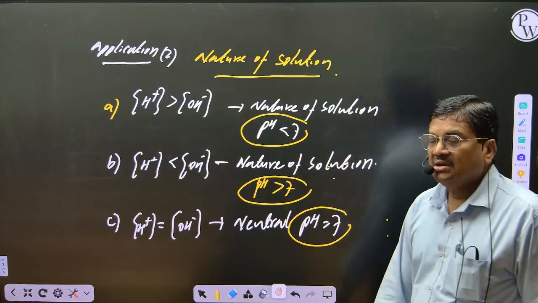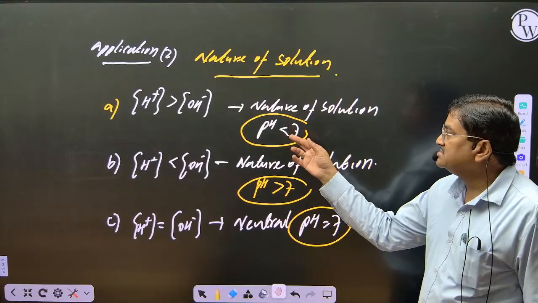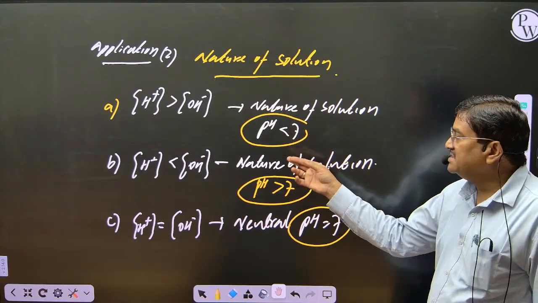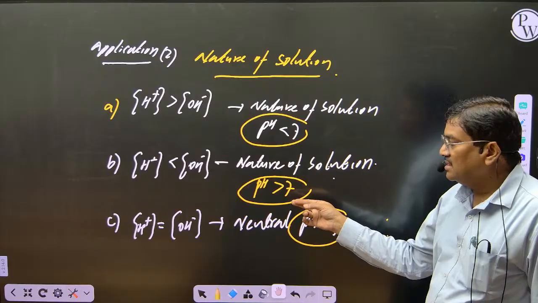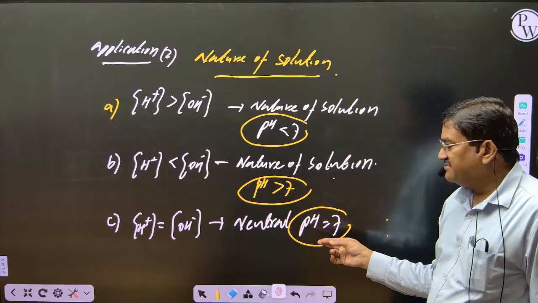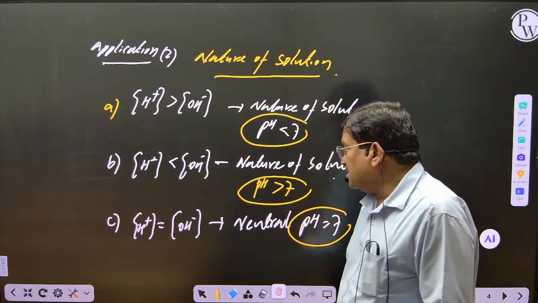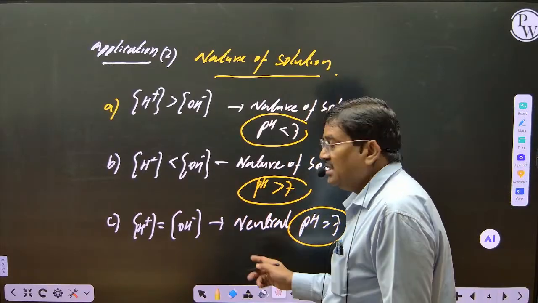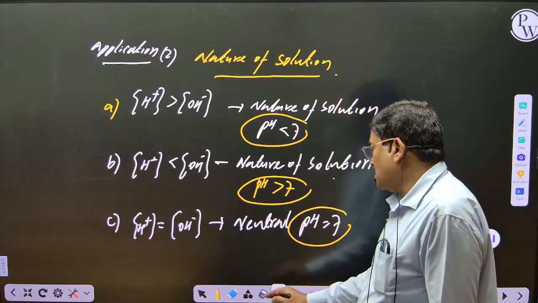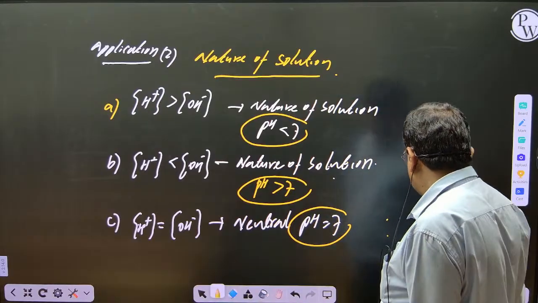Clear, understood? So these are the natures. One is acidic, one is basic. If it is acidic, the pH will be less than 7. If it is basic, the pH will be greater than 7. If it is neutral, the pH will be equal to 7. Clear? So write one question on the relation of pH with Kw. Write one question, copy it, all of you.